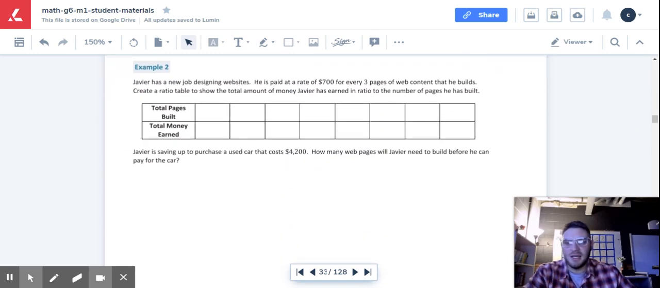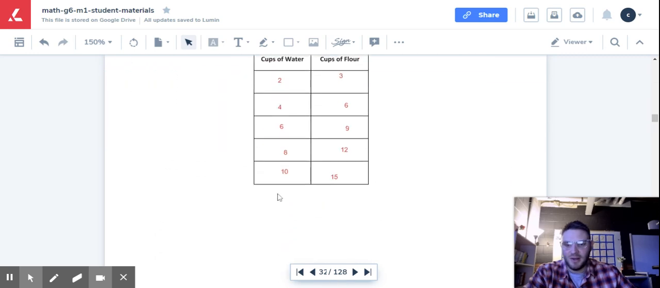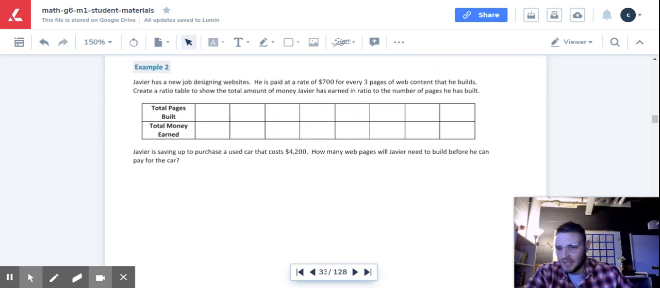Example 2. So this is going to be exactly like this, but this is going down, okay? This table I can tell is not going to go down, it's going to go across, but it should be the same. So here we go. Javier has a new job designing websites. He's paid $700 for every 3 pages of web content that he builds. He creates a ratio table to show the total amount of money that Javier has earned in ratio to the pages he's built.